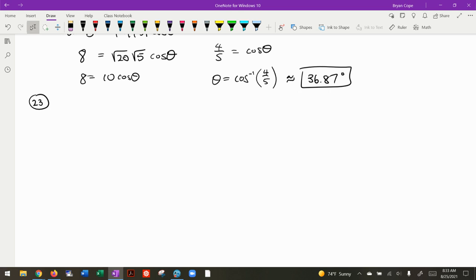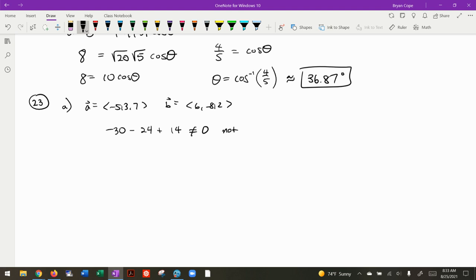Okay, determine whether the given vectors are orthogonal, parallel, or neither. I'm going to start with A. So vector A is -5, 3, 7, and vector B is 6, -8, 2. Let's take the dot product. So that's -30 minus 24 plus 14. And that is not equal to 0. Don't care what it is. And therefore, they are not orthogonal. They are also not scalar multiples of each other, right?